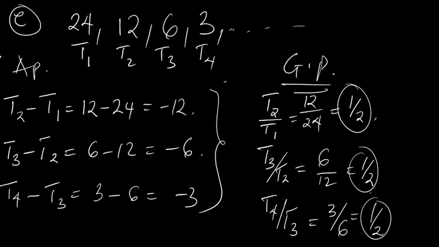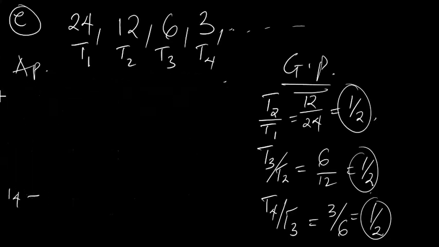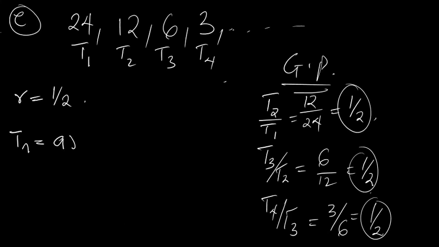Now since this is not an arithmetic progression but rather a geometric progression, where here we have the common ratio as half, now we're going to use the generic formula for a geometric progression, which is a, the first term, times the common ratio raised to power n minus 1.